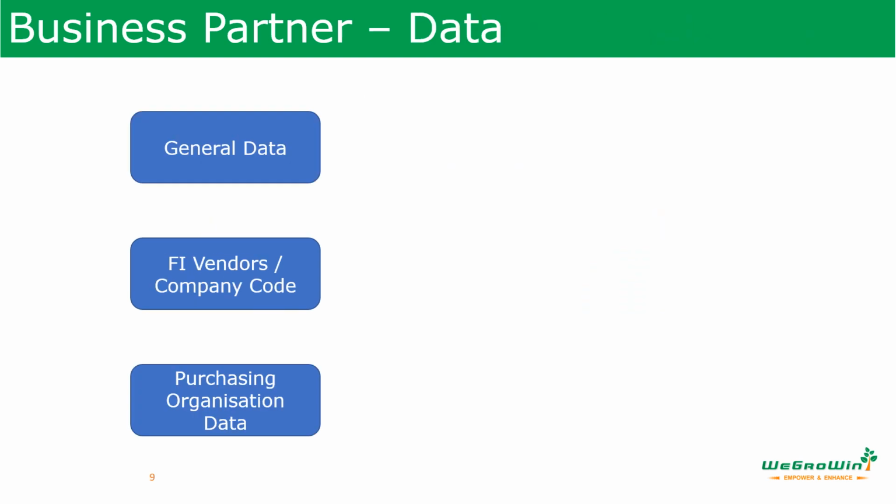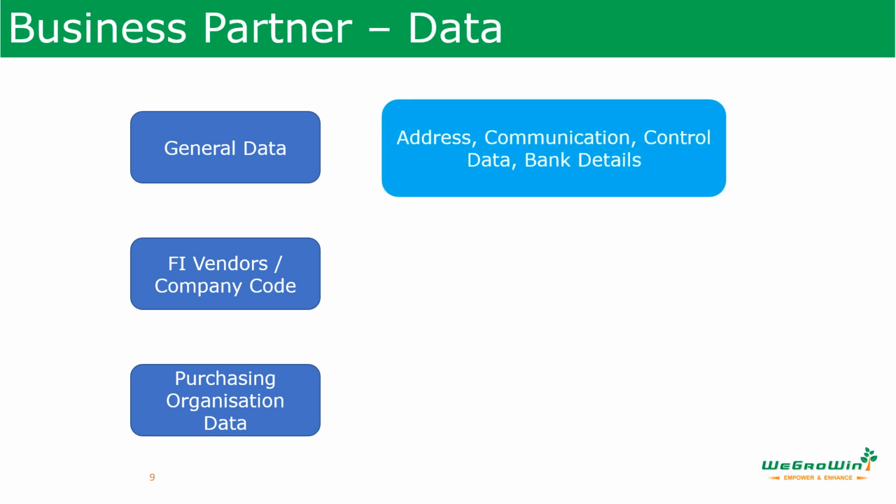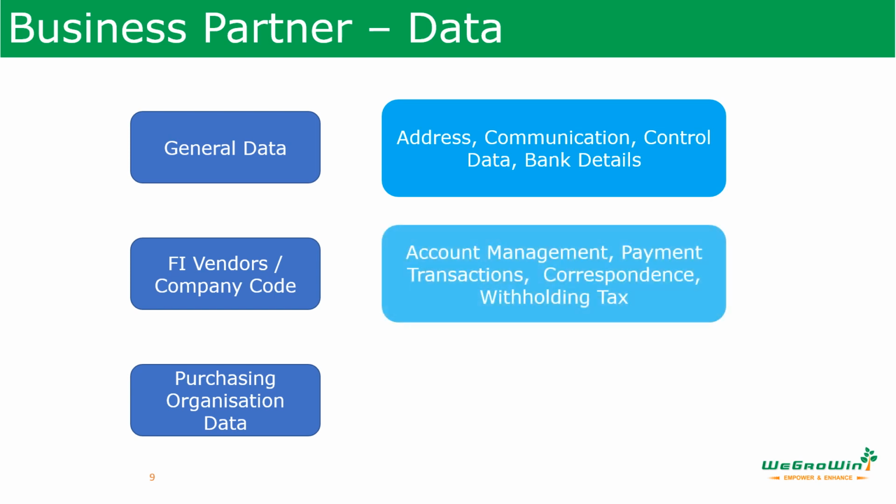Data on the business partner is subdivided into three categories from a procurement function point of view. First is the general data, then FI vendor company code data, then purchasing organization data. General data includes the vendor address and bank details, and this data is valid for the whole client. The business partner as an FI vendor comprises data such as the reconciliation account number and payment methods for automatic payment transactions, and these are maintained at the company code level.